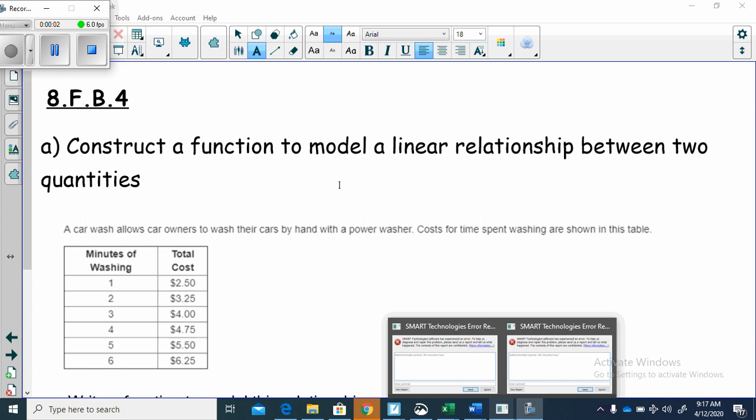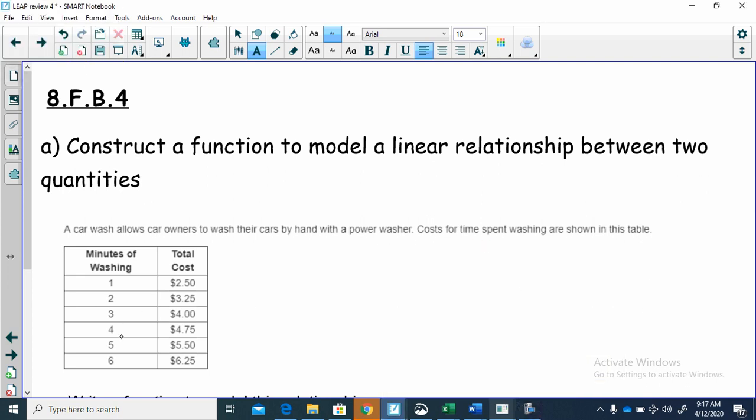This is standard 8FB4. We're going to construct a function to model a linear relationship between two quantities. The problem they've shown us here is a car wash that allows car owners to wash their cars by hand with a power washer. Costs for time spent washing are shown in the table. So here we've got a table of values, minutes washing, total cost. They want us to construct a function.